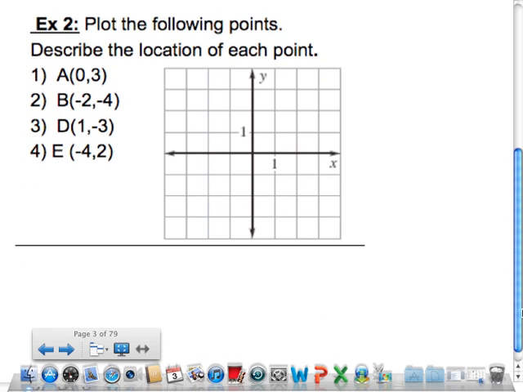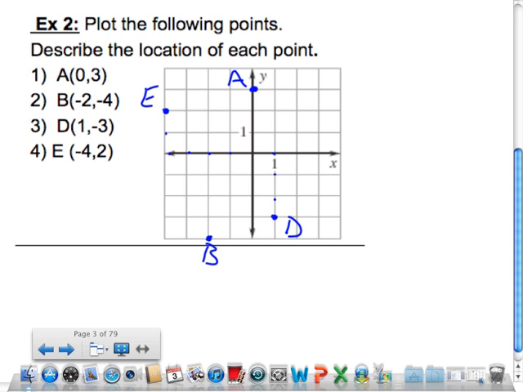Okay. Now we're going to plot points. Okay, so plot the point A, which is (0, 3). So 0 and then up 1, 2, 3. So that guy is A. Point B is (-2, -4). So there's B. D is (1, -3), so 1, and then down 3, 1, 2, 3. So there's D. And finally, E is (-4, 2), so left 1, 2, 3, 4, up 2.